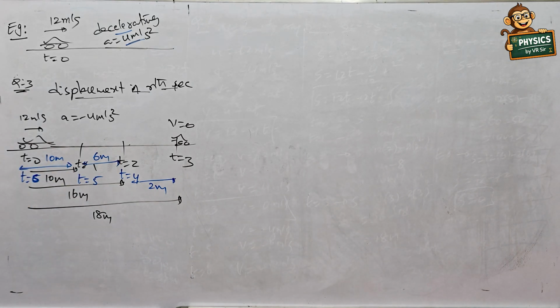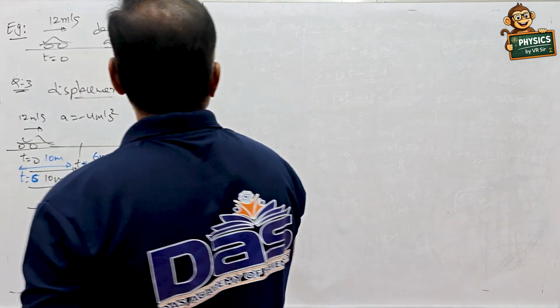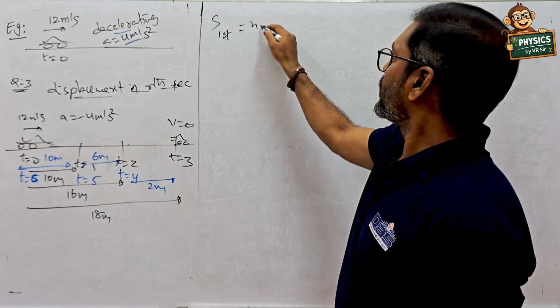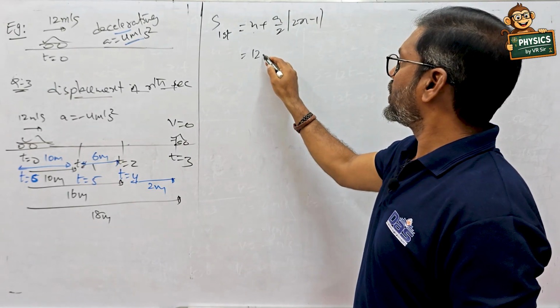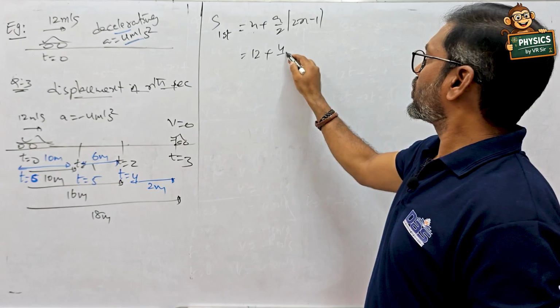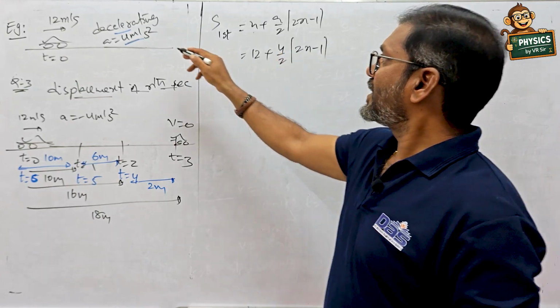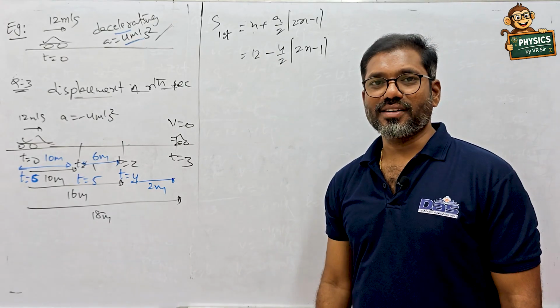Now we are going to cross check. How do we cross check this? Now, displacement in the nth second. What is the formula? U plus A by 2 into 2n minus 1, right? U is 12 plus A is 4 by 2 into 2n minus 1. This is deceleration, so we can substitute a negative value. Hope it's clear, right?